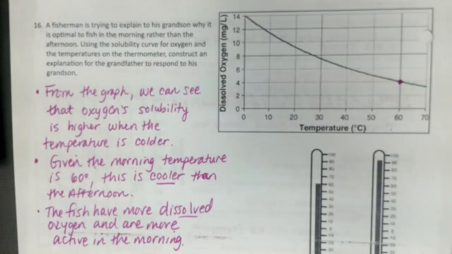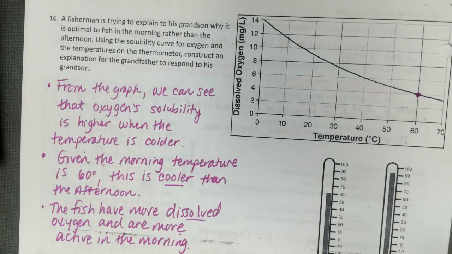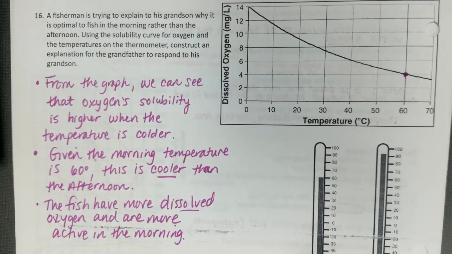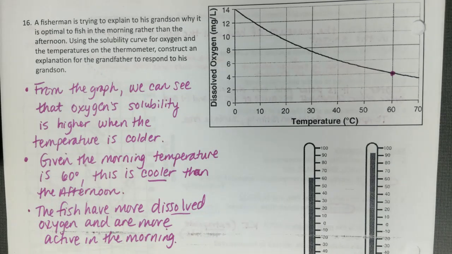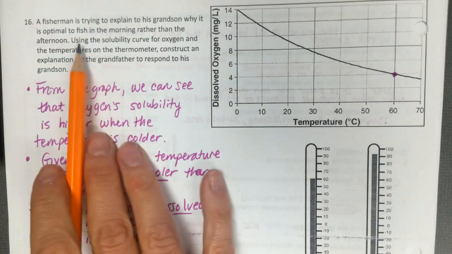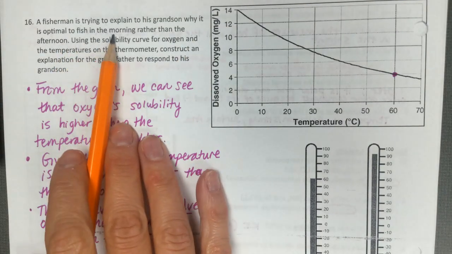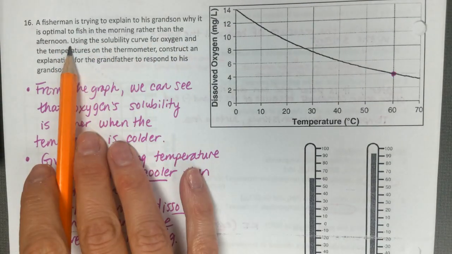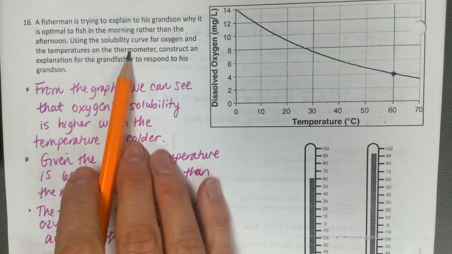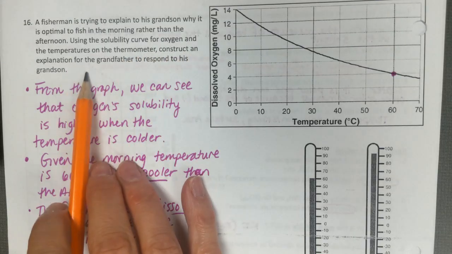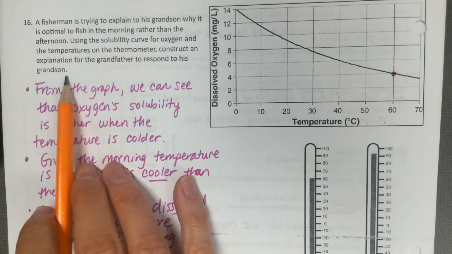Okay, one more question to go. Now this one has you trying to understand solubility of a gas. So a fisherman is trying to explain to his grandson why it is optimal to fish in the morning rather than the afternoon. Using the solubility curve for oxygen and the temperatures on the thermometer, construct an explanation for the grandfather to respond to his grandson.